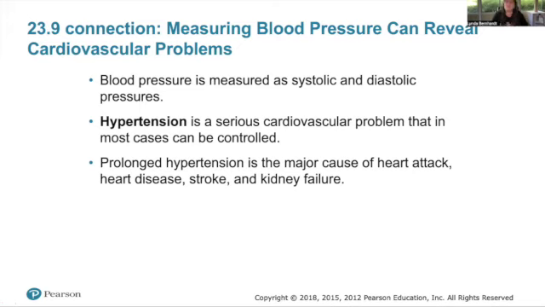Hypertension, or high blood pressure, is a serious cardiovascular problem that in most cases can be controlled. A lot of ways to control this before you get to the point of having to take medication is through diet and exercise. And remember, when I say diet, I mean what you are consuming. I do not mean like I do the Atkins diet. It means literally your nutrition. Okay. Prolonged hypertension is a major cause of heart attack, heart disease, stroke, and kidney failure.